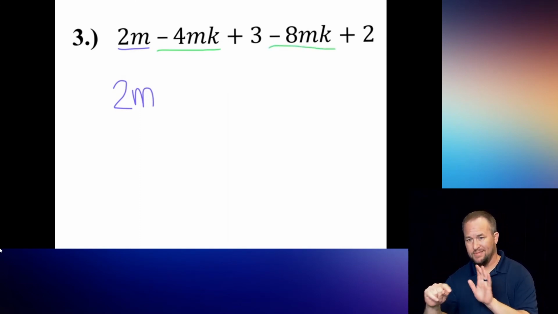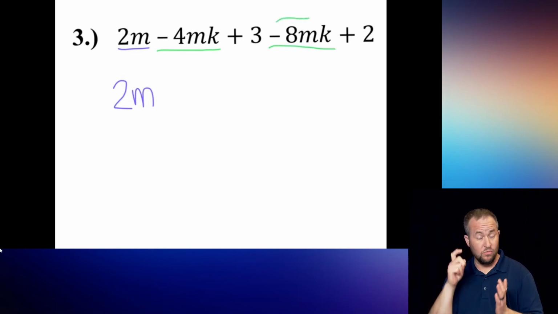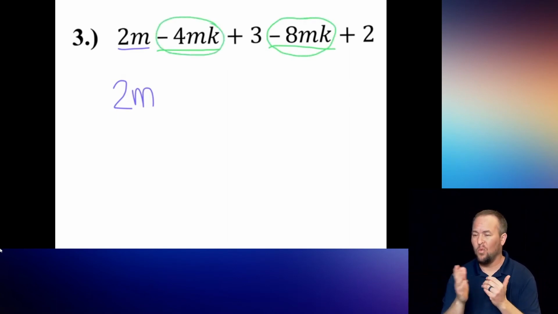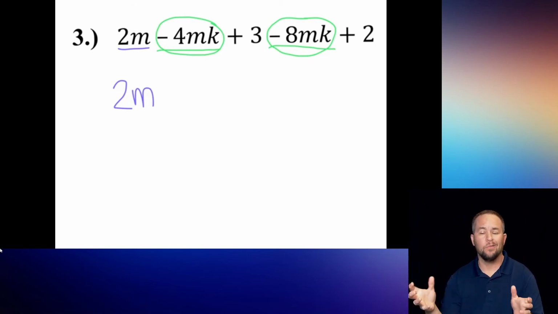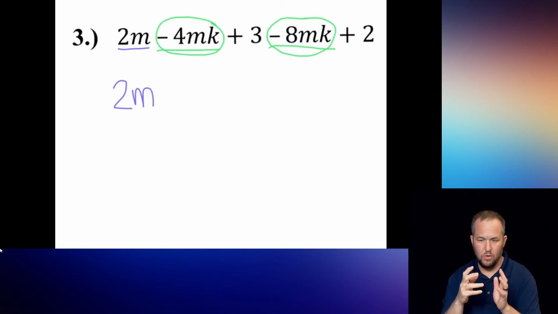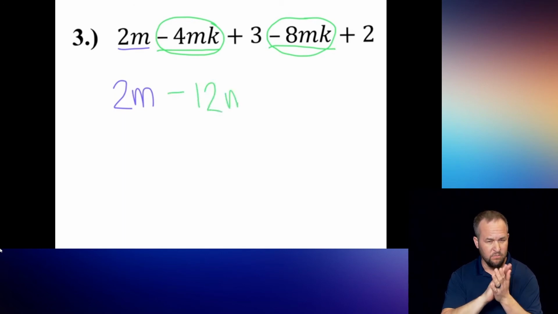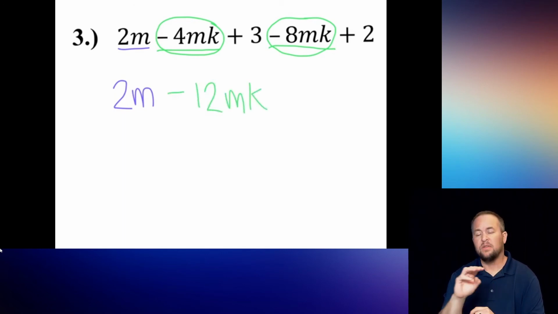So negative 8mk. Notice that I'm attaching that negative, or whatever sign it is that's before that term, because that's like a negative 4 and a negative 8. And all I'm doing here is just combining the coefficients, and nothing happens with our variables. Our variables just stay the same. They're like denominators. So negative 4 and a negative 8 is going to give us a negative 12. And then, like I said, the m and the k just stay attached right there. It's just part of the term.